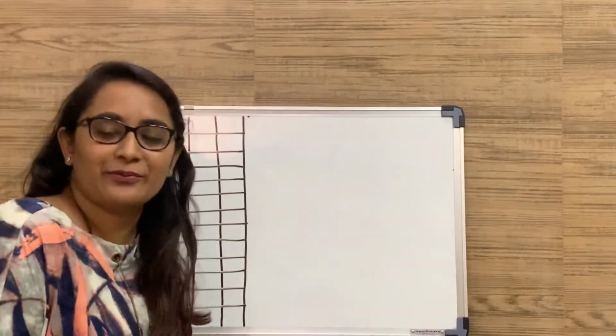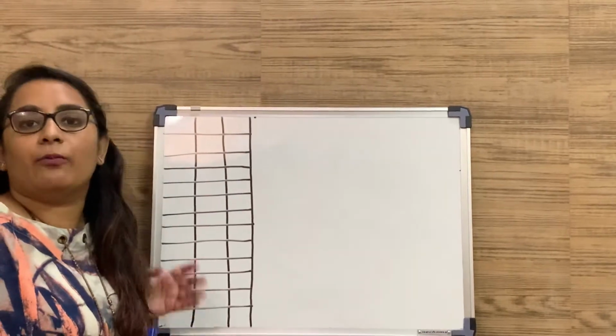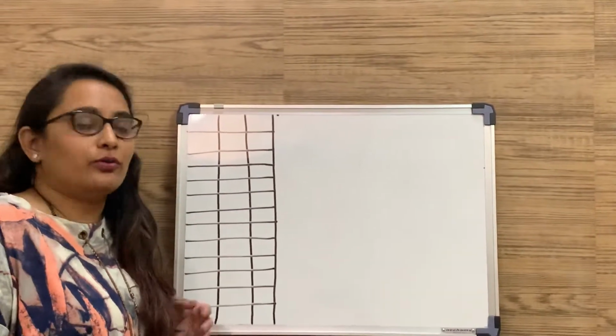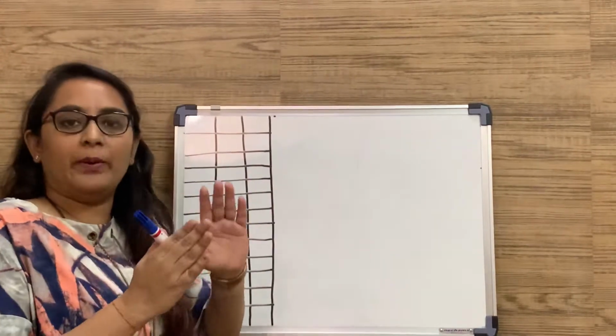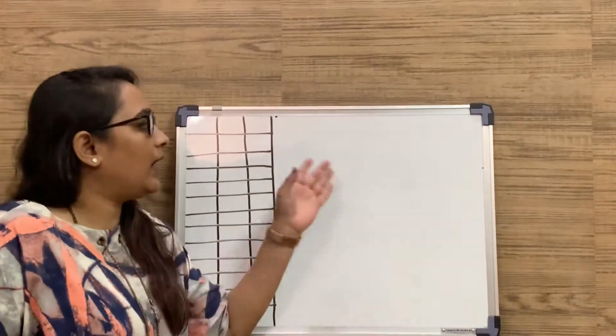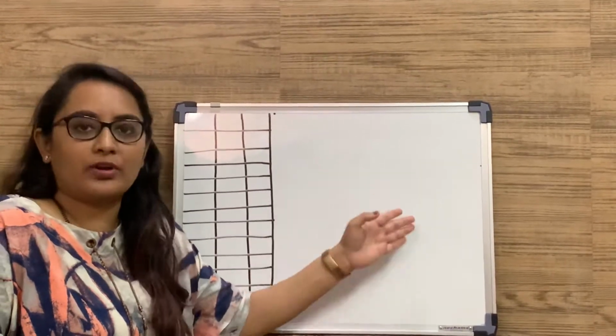Hello friends, as we have done the alphabets video and the rhymes video, today we are doing the numbers video. In this video, we will divide it into two parts, part 1 and part 2. Part 1 will have numbers 1 to 5, and part 2 will have numbers 5 to 10.